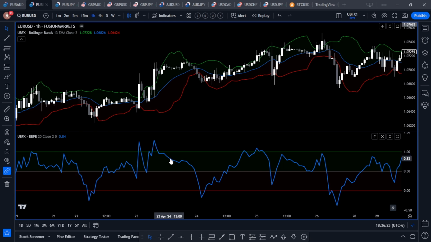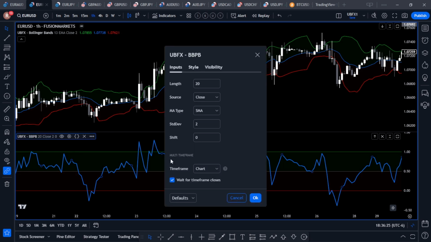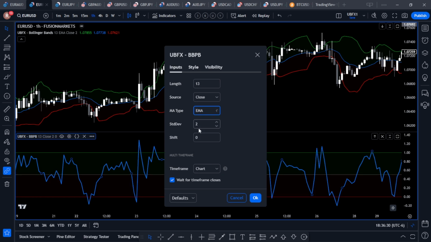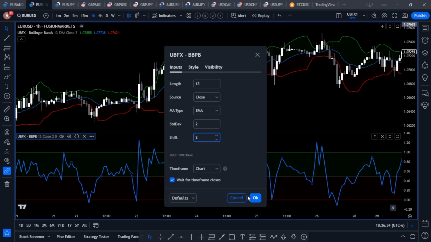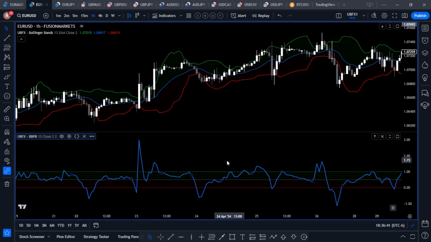Now, if you want to see that on the Bollinger Band percent B, you'd make the same adjustments. 13, SMA is now an EMA, the shift is 2, we'll hit OK, and now the percent B is going to clearly reflect the Bollinger Band.